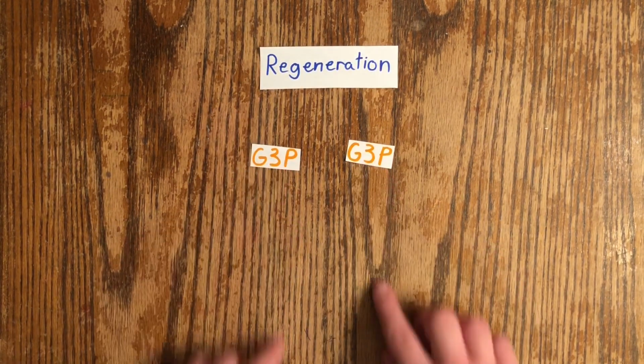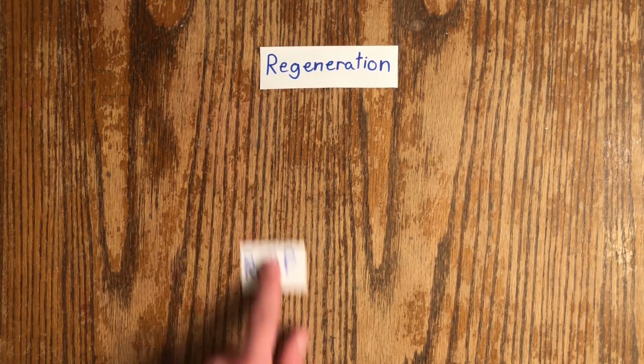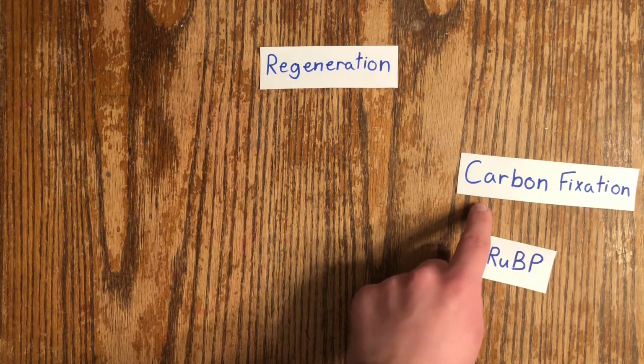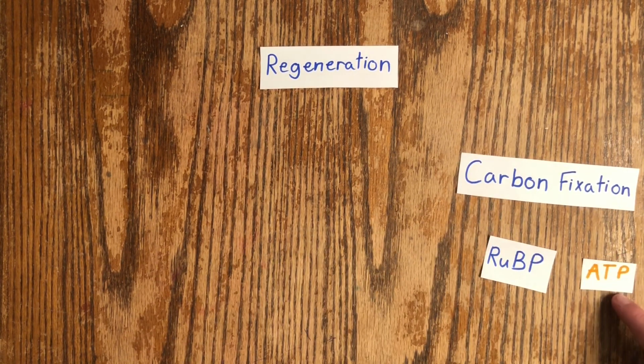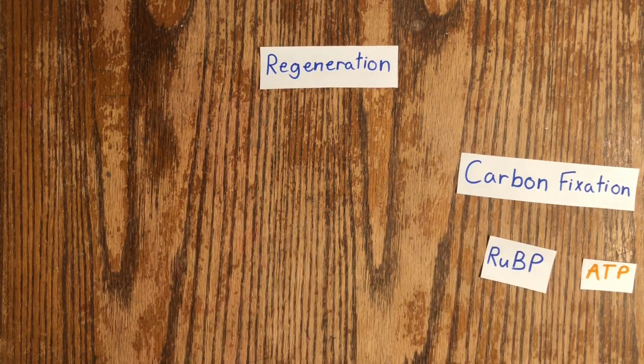The final step is regeneration. Some G3P molecules go to make glucose, while others must be recycled to regenerate the RuBP acceptor, the crucial part in the first step of carbon fixation. Regeneration requires ATP and involves a complex network of reactions, and since I don't see where I need to explain that on the rubric, I'm not going to.